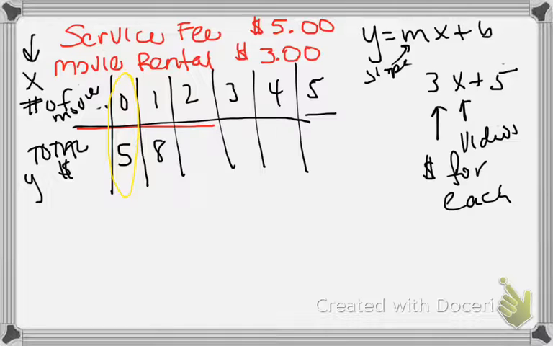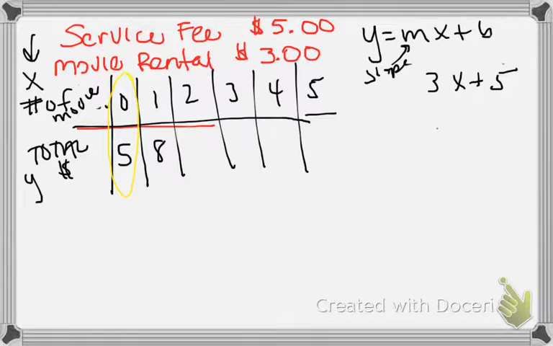X represents the number of videos. So basically what I'm doing is taking the number of videos I'm going to rent and multiplying by 3. Now there is a one-time fee of $5. That's where the y-intercept comes in. So my equation here is y equals 3x plus 5.